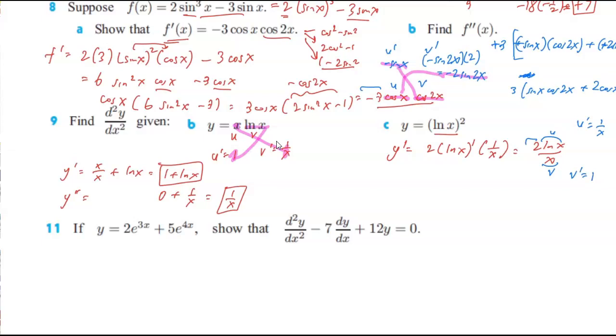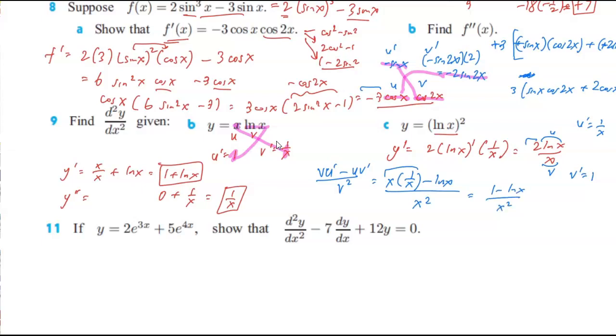Remember, quotient rule is going to be v squared on the bottom, vu dash minus uv dash on top. Okay, so the bottom is going to be v squared, which is x squared, and x times u dash, which is 1 over x, minus u, which is natural log of x, times v dash, which is 1. Okay, so we're almost done. Remember, x times 1 over x is just 1. So now we have 1 minus natural log of x over x squared.